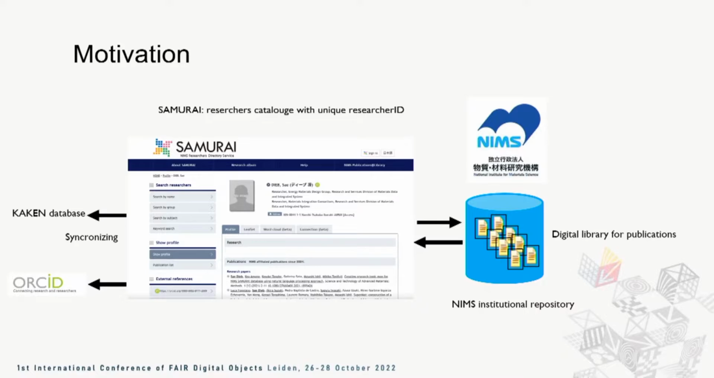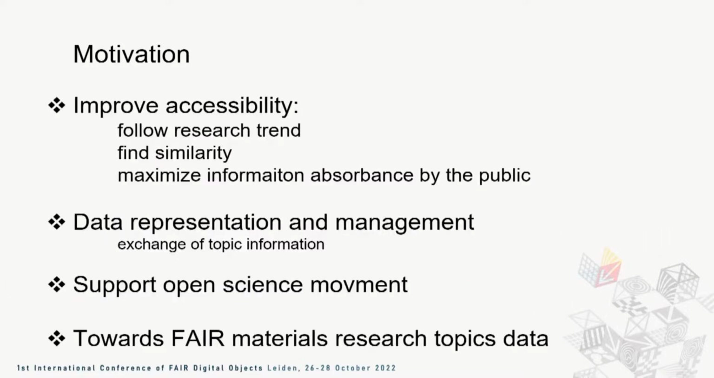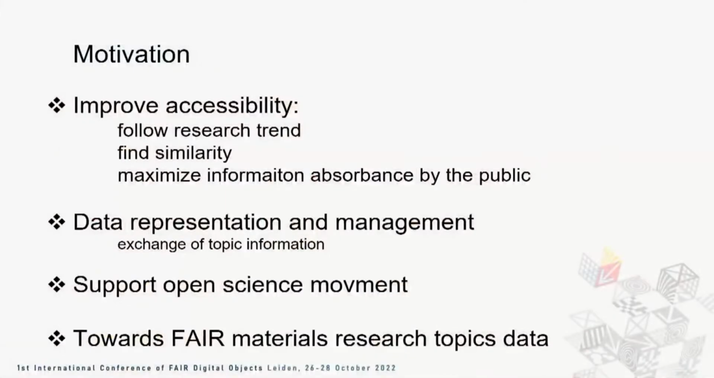This catalog, Samurai, is connected to external databases like ORCID and also some Japanese databases like Kekken. This is for all researchers in Japan, through using the persistent researcher ID. And in this work particularly, we would like to enhance this platform to improve accessibility. We would like to introduce material science research to the public. If we visualize information about each researcher, what they are doing, how the research trend of their work has changed, we can also find similarities between different researchers. This allows for interoperable data: when research output is represented, it can be exchanged between different researchers. In the same way, we would like to facilitate data representation and management.